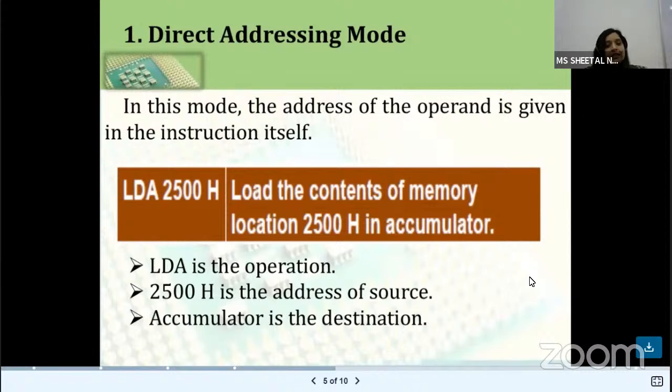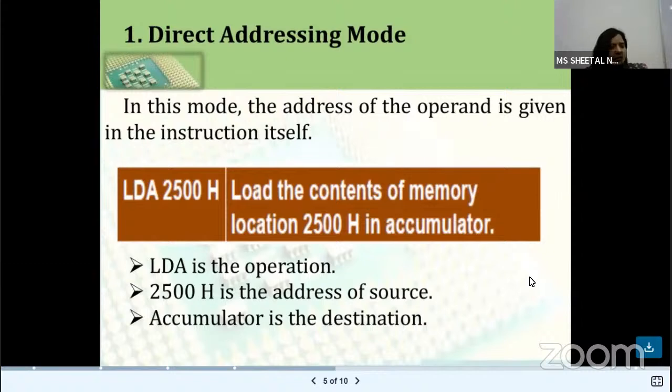For example, if this one is XX, now this is our first byte, and what will be the second byte in this case? It will be 00, and what will be the third byte? That is 25. So LDA is our 3-byte instruction.